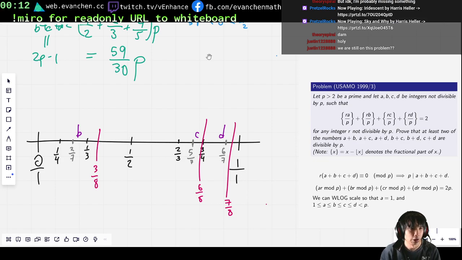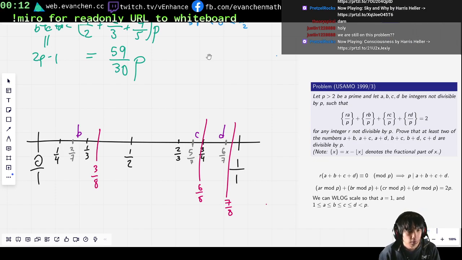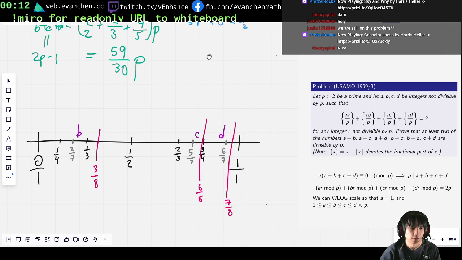We are still on this problem? I think we just finished though. I think this should work. It's going to be annoying as heck to write up because I'm extensively using properties of Farey fractions. But this should work. I'm very confident this should work.